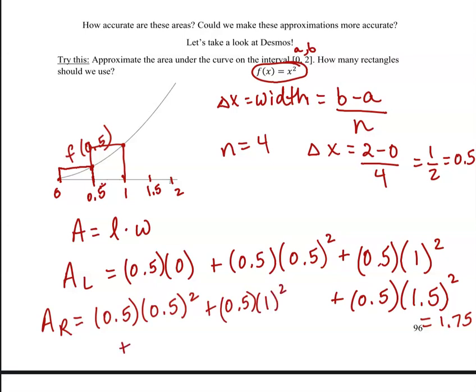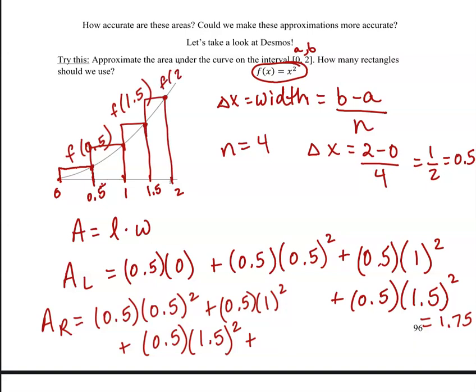Plus the next rectangle, I'm going to draw it at 1.5, and I'm going to cut over. So that would be the value at 1.5. So that would be 0.5 times 1.5 squared. And then at 2, I'm going to draw the last one and cut over at 2. So at f of 2, that would be 0.5 times 2 squared. And let's see what that gives. So this gives me a right approximation of 3.75.